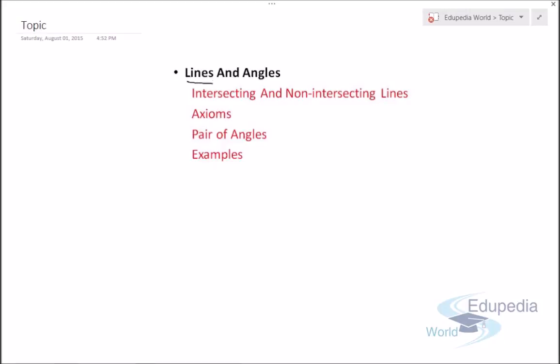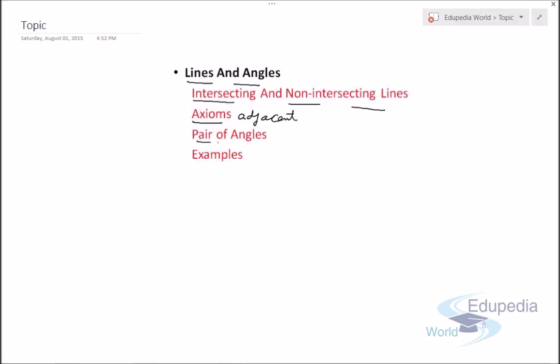So in this video, we'll discuss some concepts about intersecting and non-intersecting lines, and how we can define lines as intersecting and non-intersecting. Then we'll discuss some of the axioms related to pair of angles, or adjacent angles, we can say. There are two axioms related to adjacent angles.